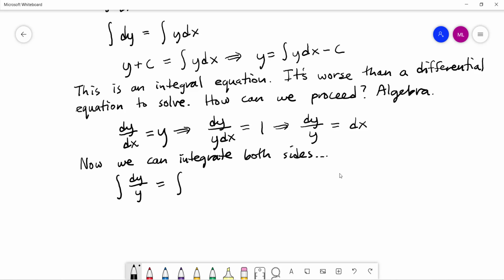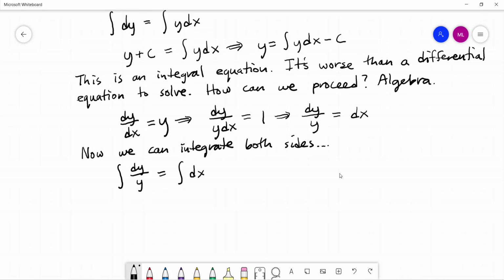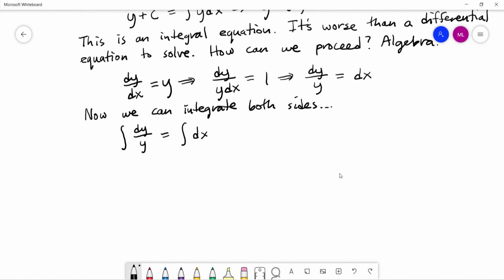And when we do that, I'll have on the left-hand side the integral of dy over y, and on the right-hand side I'll have the integral of simply dx. How do we integrate the left-hand side? Well, I basically have a function that looks like 1 over y that I'm integrating with respect to dy. What's the integral of 1 over y? Or if you're more used to integrating functions of x, what's the integral of 1 over x? It's a natural log. So whenever you have 1 over that variable and you integrate it with respect to that same variable, you're going to get natural log.